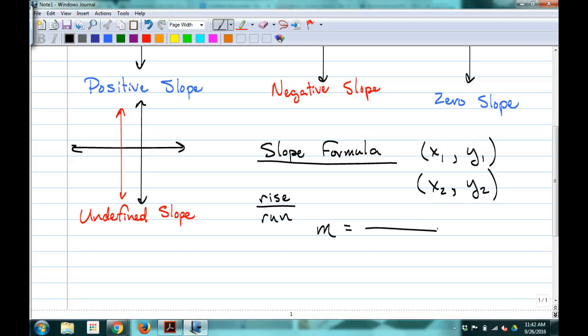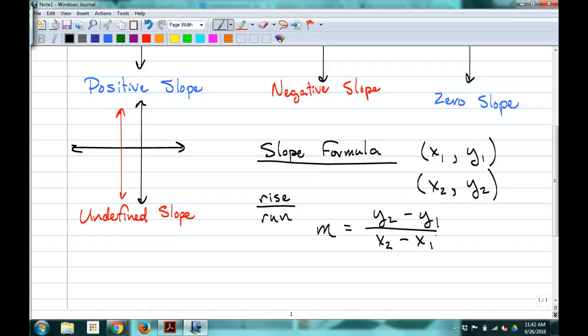So if we're talking about rise, which letter in an ordered pair goes up and down, X or Y? Y. So the rise is your change in Y's. So you would subtract your Y values. And I'm going to do Y2 minus Y1 on top. So it's the change in Y, the rise, over the change in X, X2 minus X1.